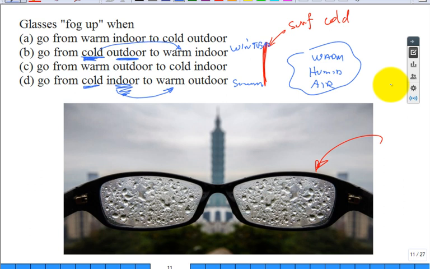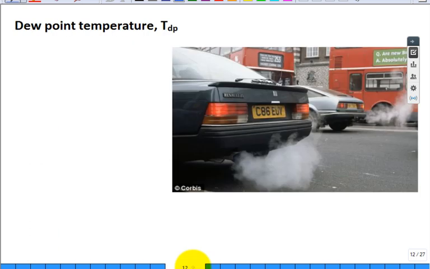There are plenty of applications of this where the temperature of the glass, or the temperature of the surface, is at or below the dew point temperature of the hot, humid air surrounding that surface. It's easiest to think of a surface and then hot, humid air.